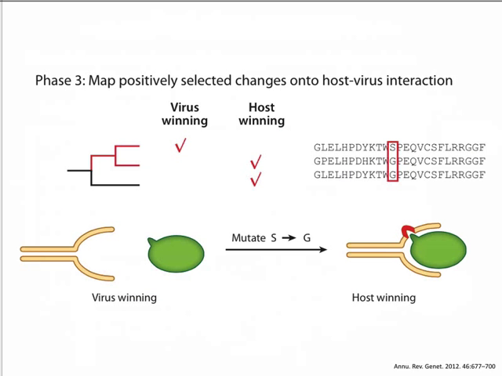So here, for example, this particular species, the virus is winning. It has an S at this amino acid position. When the host is winning, you have G's there. So you can simply take the protein which has the S, and in the cell in which this protein exists, the virus replicates quite well. You change the host protein to a G, and now that accommodates the virus change, and the host will win. And by winning, we mean that the virus isn't replicating well in the cell.